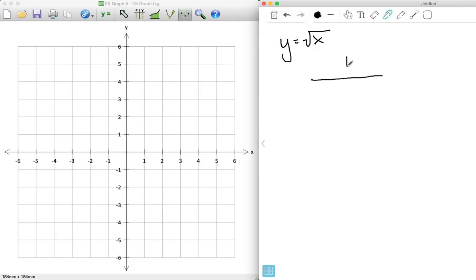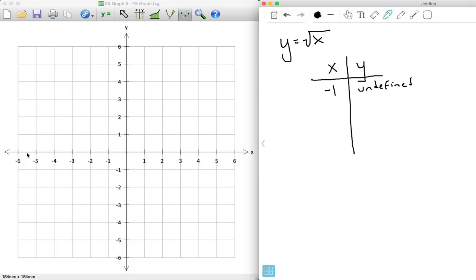Again, I'm going to start with a table of values, x and y. Now we have a problem here. I can't pick negative values for x. If x is negative 1, I get the square root of negative 1, and the square root of any negative number is undefined. You cannot square root a negative number. So there is no point to picking negative numbers for x.